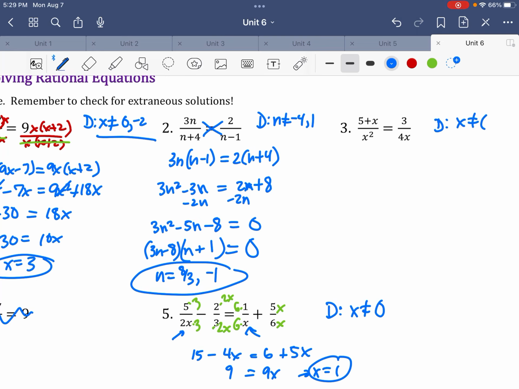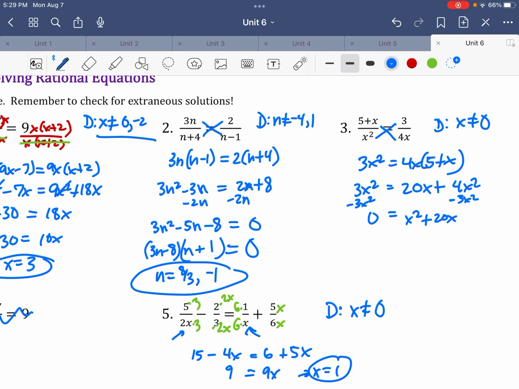All right, so let's look over here. My domain is that x can't be 0, because 4 times 0 is 0 and 0 squared is 0. So let's cross multiply. We get 3x squared equals 4x times 5 plus x. It doesn't matter which side you put where. So I have 3x squared equals 20x plus 4x squared. I'm going to keep my x squareds positive, so I'm going to take away 3x squared here. It gives me 1x squared plus 20x. When I factor this, I get x and x plus 20.